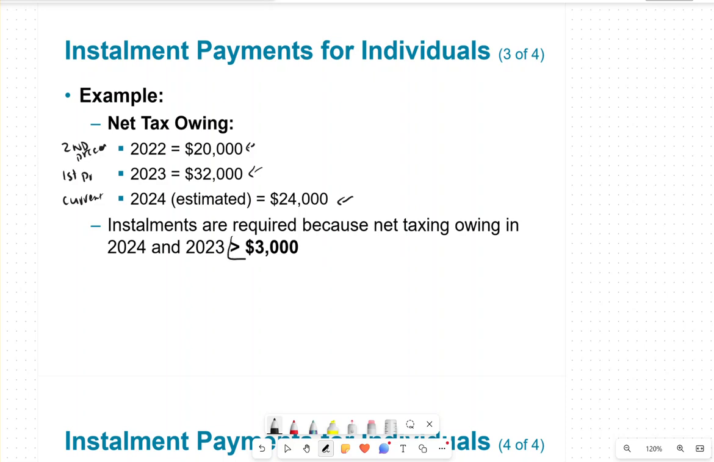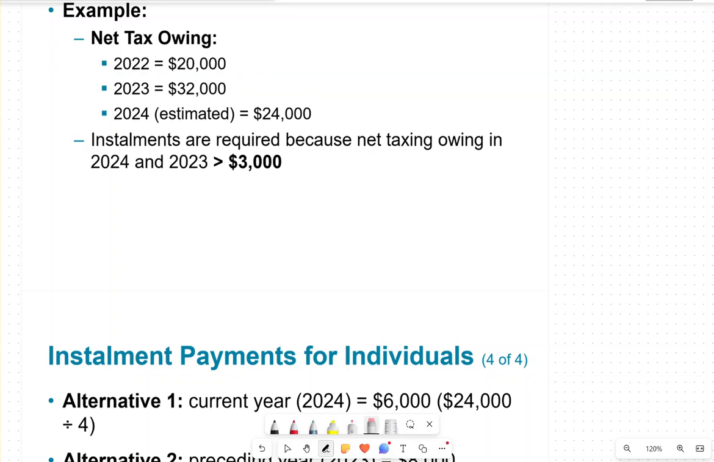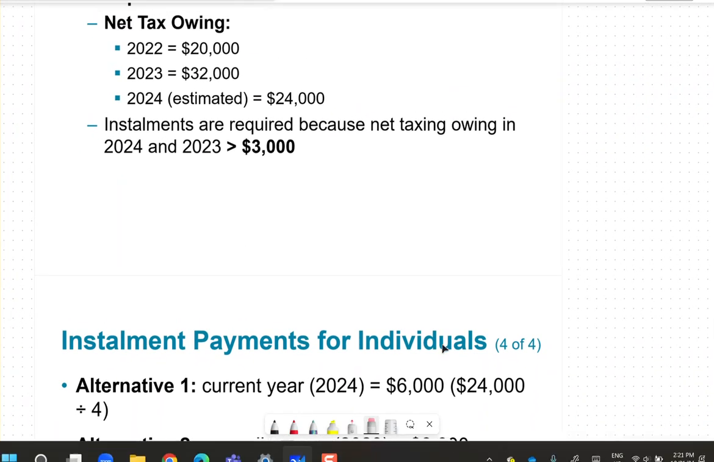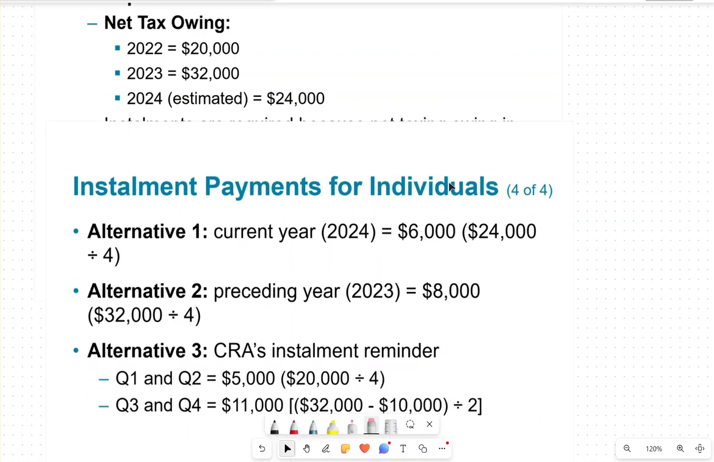First of all, if you owe more than 3,000 in the last 2 years, the government, CRA, wants you to make an installment, and they want you to calculate it. We're going to show you how to calculate it. So this is the example we're going to use. We're going to do alternative 1, alternative 2, then alternative number 3. Our first one is alternative 1, which is your current year.